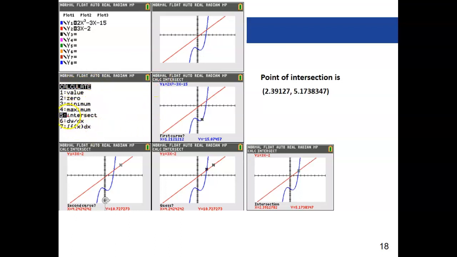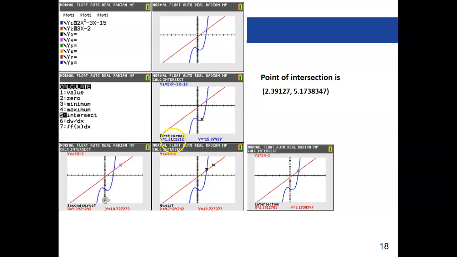And so we're going to be choosing intersect this time, which is number 5. If we do that, then we're going to have to find this point of intersection here. And it's going to ask us a couple questions. The first one is, what's the first curve? If you look up here, it shows the first one you put in, and you just press enter and then it'll advance to this next one.